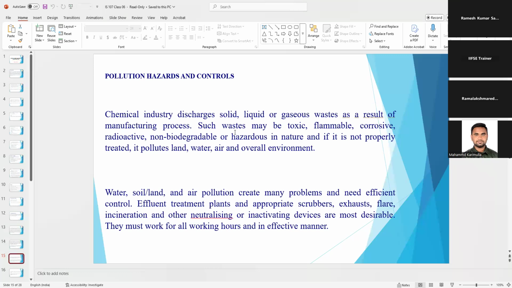And if it is not properly treated, it pollutes land, water, air, and the overall environment. So it may be toxic, sometimes flammable, sometimes corrosive, or radioactive, or non-biodegradable, meaning it will not degrade automatically. For example, plastic does not degrade. It takes time and is also hazardous in nature. If it is not properly treated, it can pollute everything.